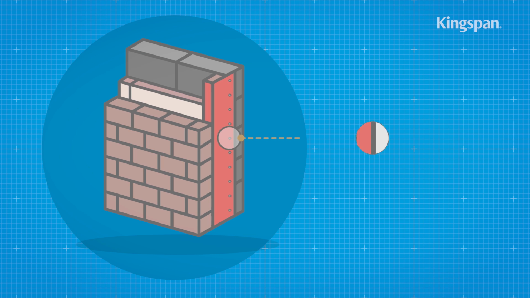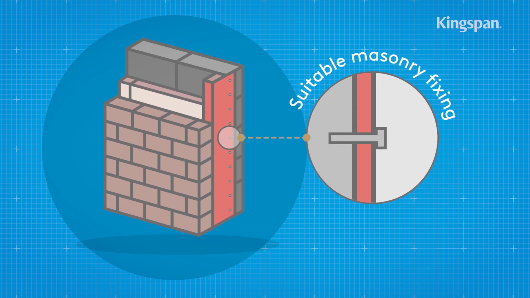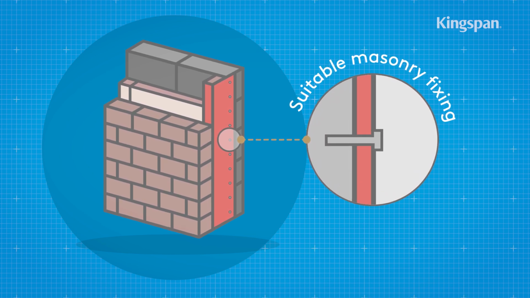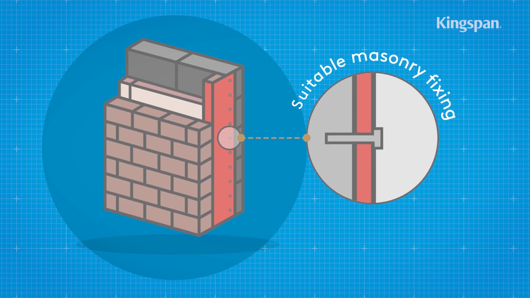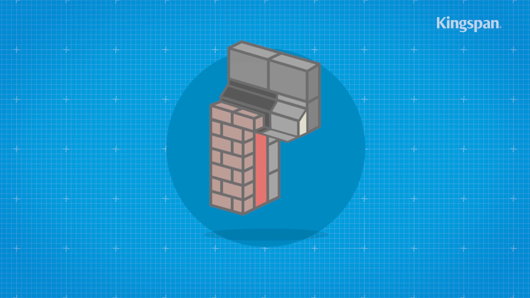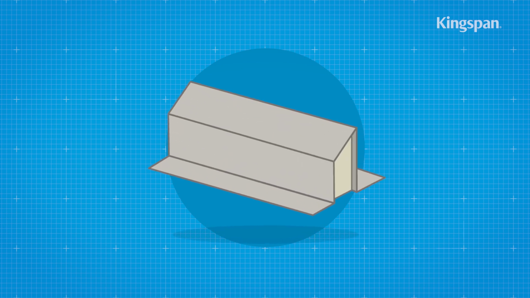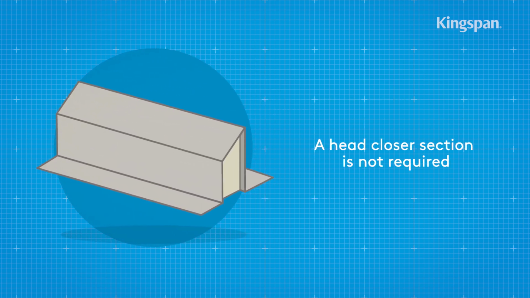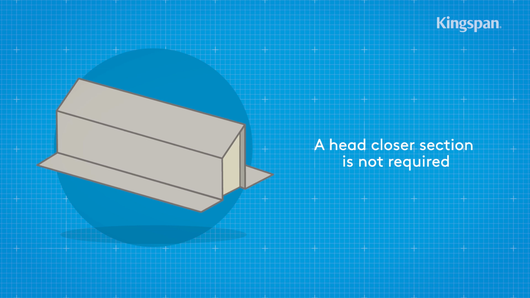Use a secure fixing, using suitable masonry fixings, to the masonry through the holes provided in the closer's flange. Install an appropriate lintel and damp-proof course cavity tray at the head along with weep holes. Where an insulated lintel is used, a head closer section is not required. The jamb sections of closer will butt up against the lintel.